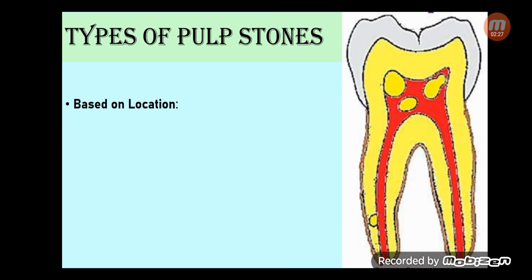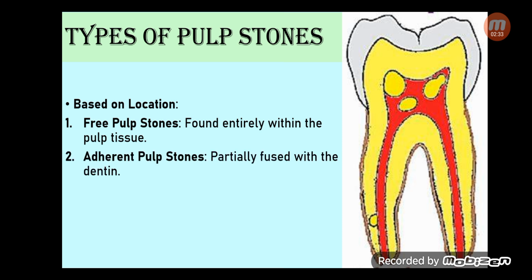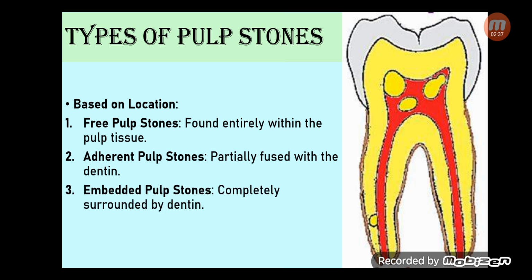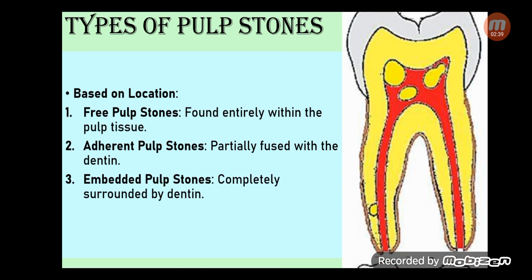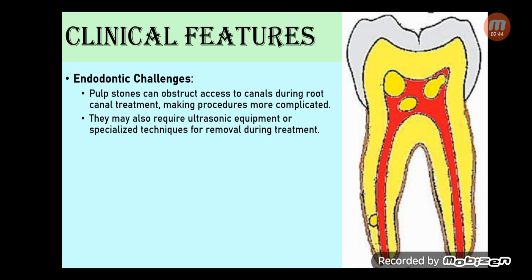Now we will further talk about types of pulp stones based on their location. We have free pulp stones that are found entirely within the pulp tissue. We have adherent pulp stones that are partially fused with the dentine, and we have embedded pulp stones that are completely surrounded by dentine.